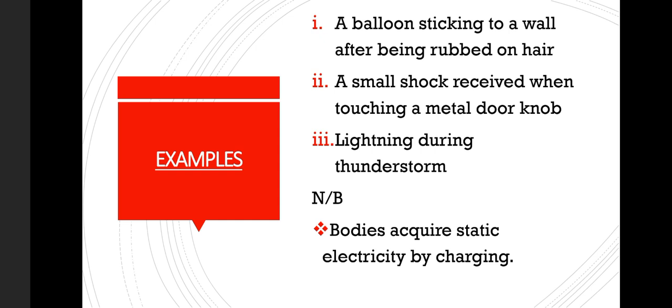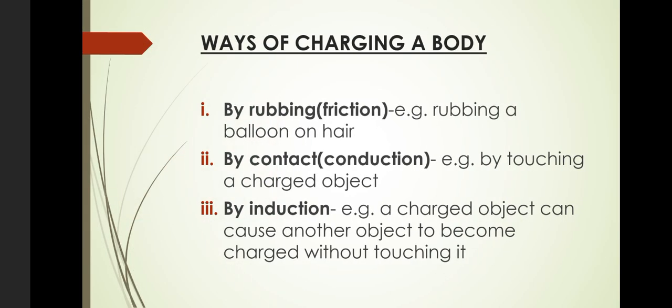Grade 7 learners, I want you to know that normally bodies that have static electricity or static electrical charges, those particular bodies normally get those charges by a process that we are calling charging. Now, I want us to discuss the various ways in which a body may get charged so that it can acquire those particular charges that we are calling static charges. Way number one of charging a body is through rubbing or friction, and this one will occur when you are rubbing a balloon on hair.